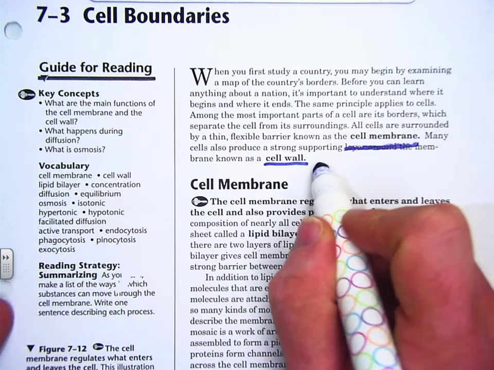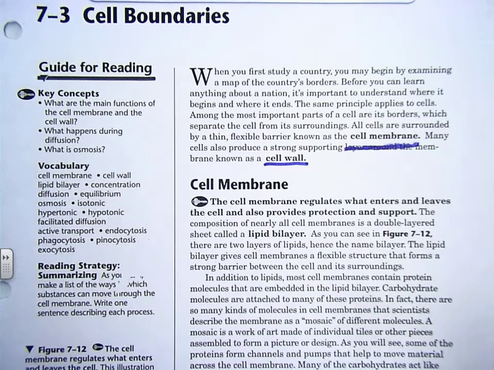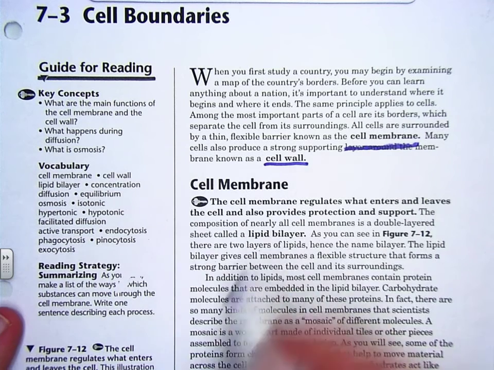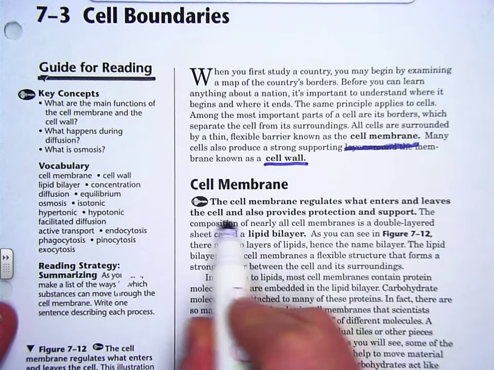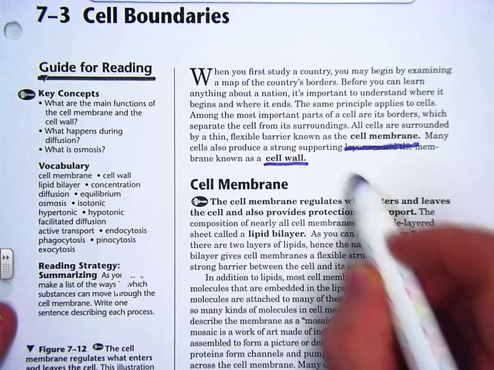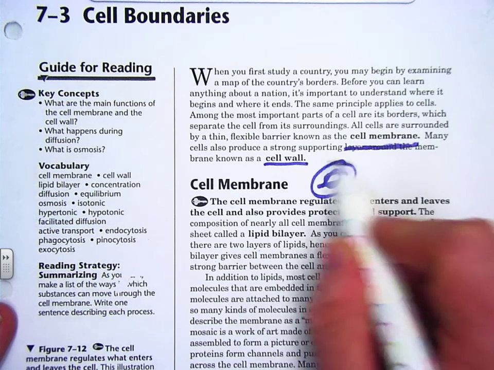Class, do you remember that cell walls are only around what kind of cell? Plant cell, plant cell, plant cell, say the students. Good job. Cell membrane. The cell membrane regulates what enters and leaves the cell and also provides protection and support. What does the cell membrane do? That could be a quiz question.